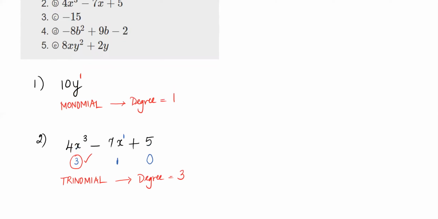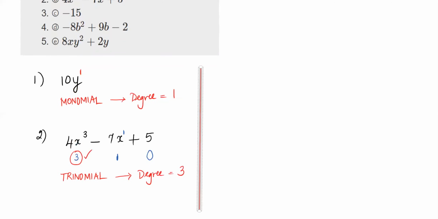We'll do the third one here. Negative 15. I don't see any variable there. Actually, it's a plain number, right? So this is a constant. It's a monomial, but a monomial can be a constant. So the degree is 0.